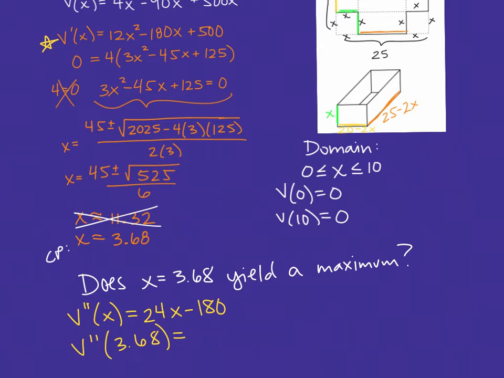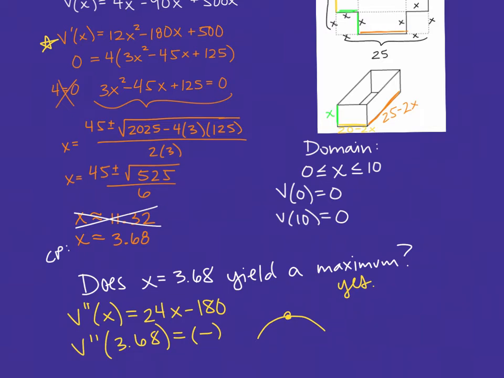I'm going to plug in 3.68 and see what type of answer we get out. I know that 24 times 3.68 is less than 180, so if we subtract, it'll give us a negative output. Because our second derivative is negative at 3.68, it means our graph was concave down there, meaning that 3.68 does yield a relative maximum value.